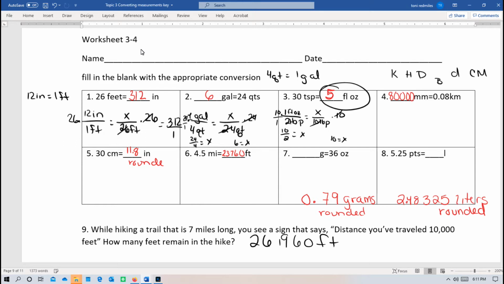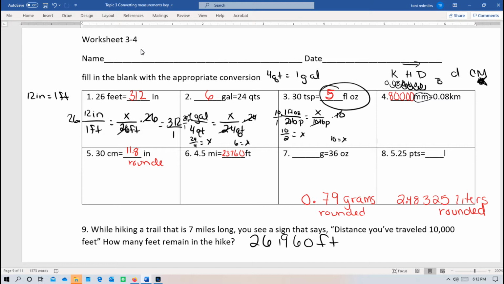This one I'm going to use King Henry died by drinking chocolate milk. All right, so I have mm, which is milli. That's what I want. And I have 0.08 kilometers. So I have to move 1, 2, 3, 4, 5, 6. So move 6 places to the right. So 1, 2, 3, 4, 5, 6. I'm adding 4 zeros on the end of my 8.